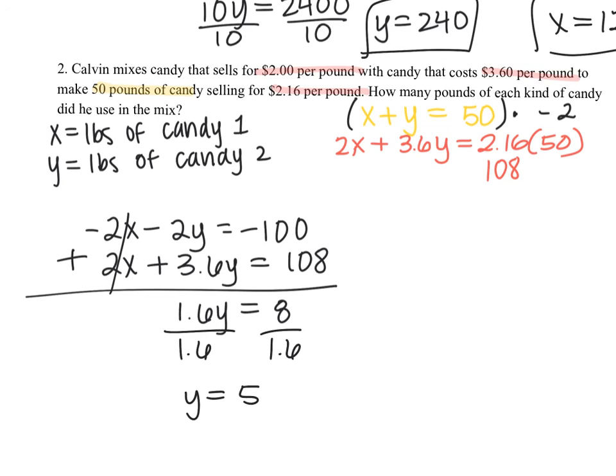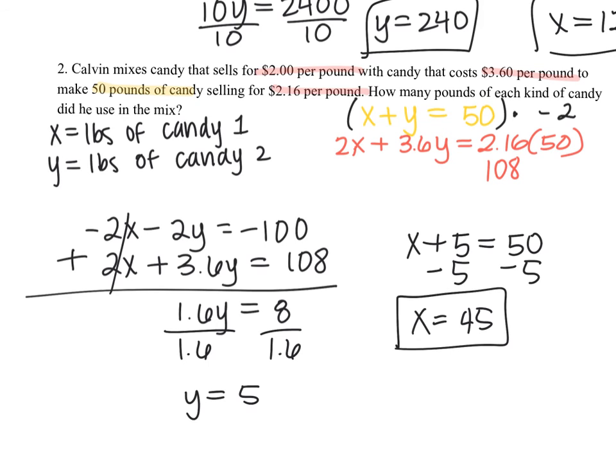So we have 5 pounds of candy 2 in this mix, whatever that may be. Okay. So now to find out the amount of pounds of candy 1, again, I have an equation that's just x plus y equals a number. So x plus 5 equals 50. I'm going to subtract 5 from both sides, and we're going to get that x equals 45. So we have 45 pounds of candy 1.